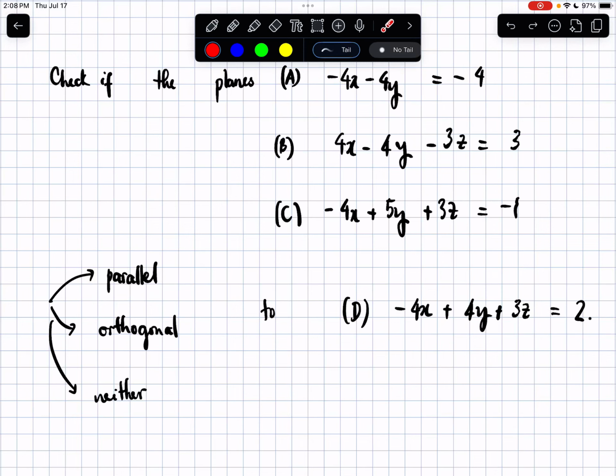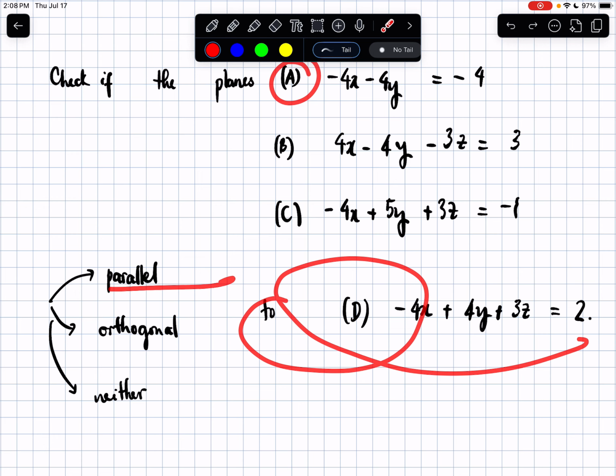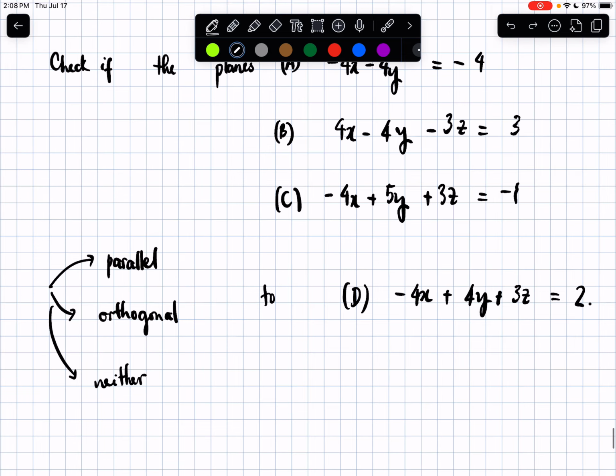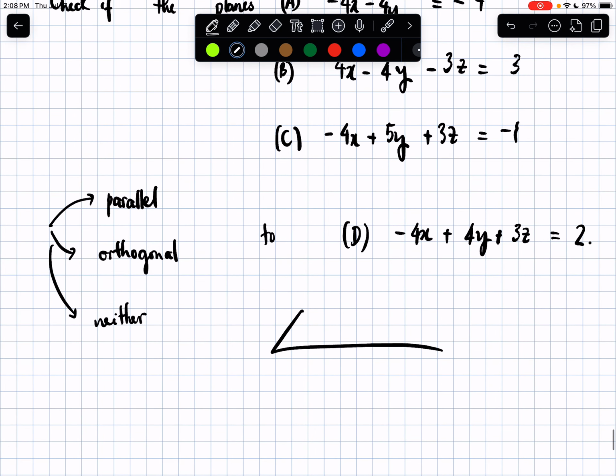Check if plane A and D are parallel or orthogonal or neither. Do it similarly for B and D and C and D. So with two planes, suppose this is D, the plane we need to check with the three others.